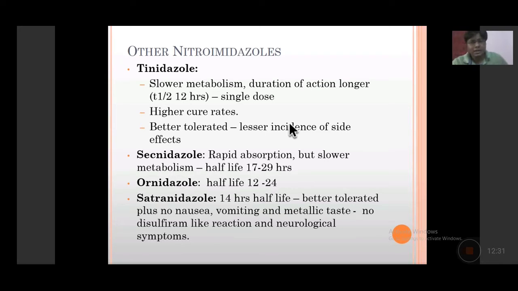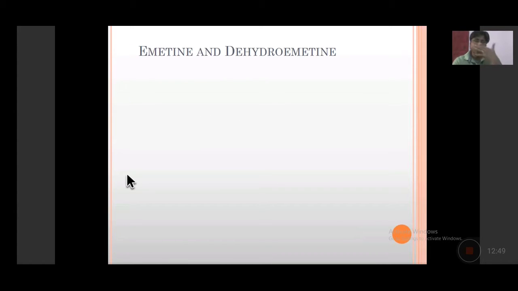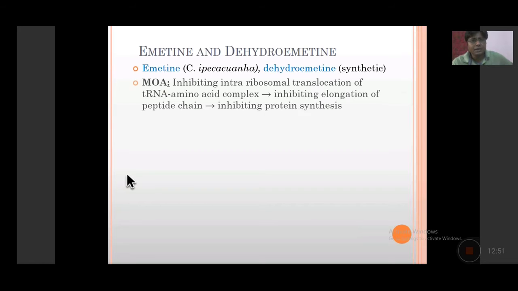And another is ornidazole and satranidazole. This satranidazole has a 14 hour half-life, so it is better tolerated. Plus no nausea, vomiting, metallic taste, so no disulfiram-like reaction or neurological symptoms. So all the disadvantages of metronidazole are overcome here with satranidazole. So depending on the affordability of the patient, we choose our P drug in that case.